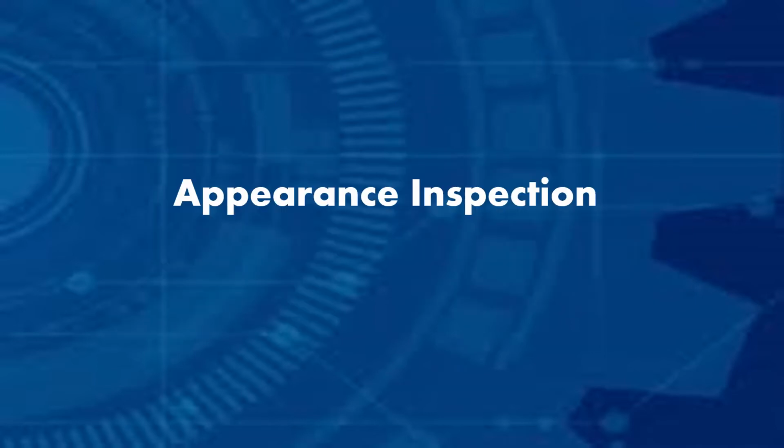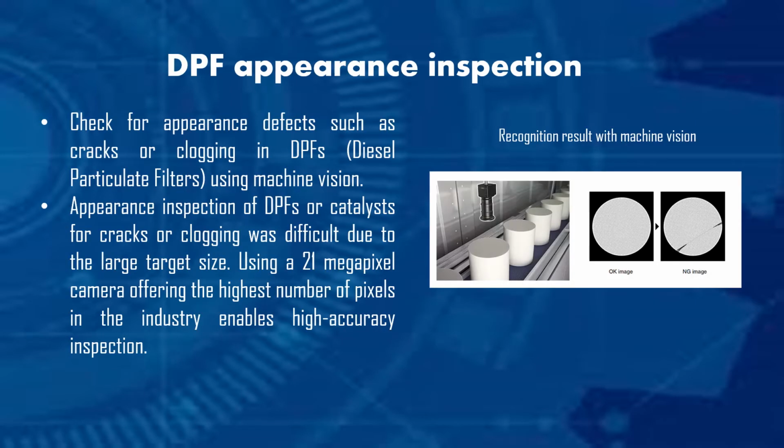Appearance inspection. Under appearance inspection, we have the DPF appearance inspection. Check for appearance defects such as cracks or clogging in DPFs, or diesel particulate filters, using machine vision. Dahil masyadong malaki yung size ng ating DPF, gumamit tayo ng machine vision para mas madali nating malaman if meron bang cracks or clogging.